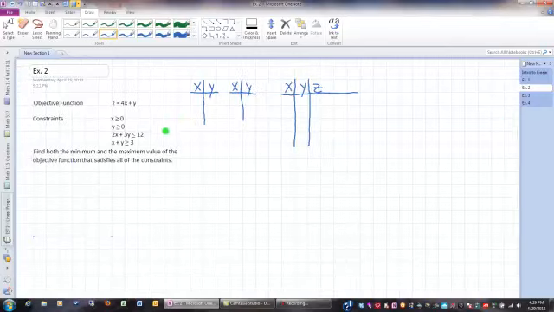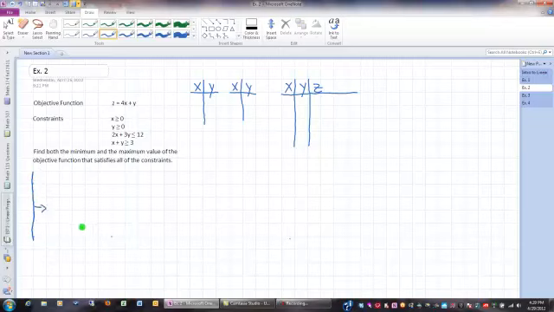Let's look at the next problem. In this case, we have a different objective function, different constraints, but the same general idea. We're being asked to find both the maximum and the minimum value. Okay, well, we start by graphing our constraints. And again, x greater than or equal to 0 gets us the y-axis here, and that's going to be on that side. Y greater than or equal to 0 gets us the x-axis, and that's going to be that side, right?